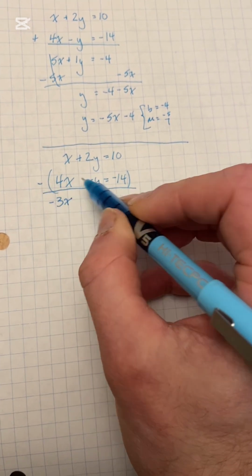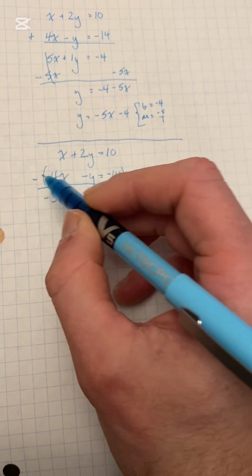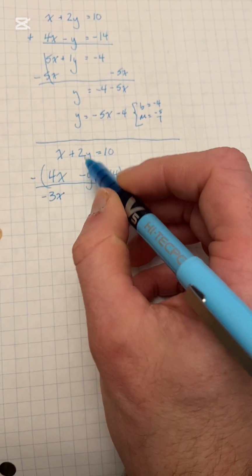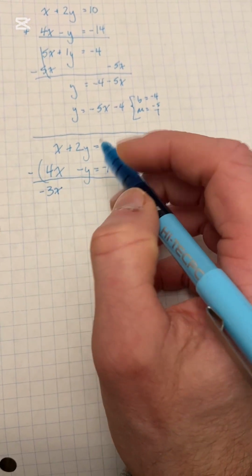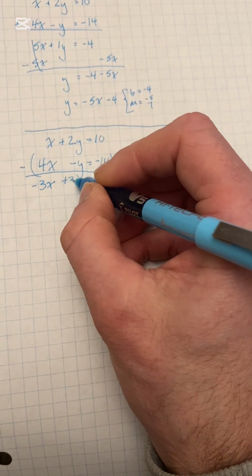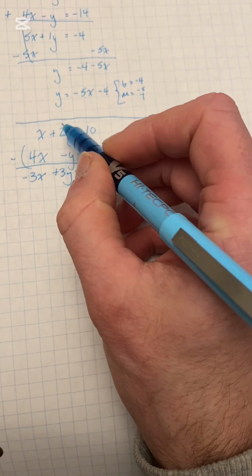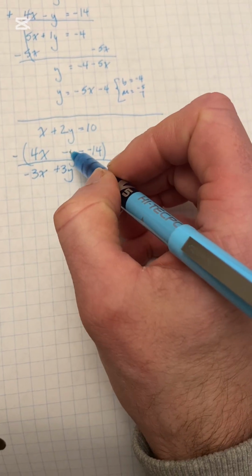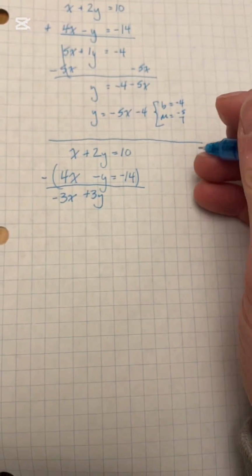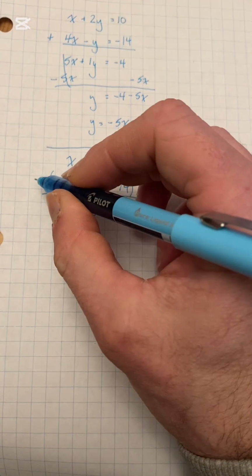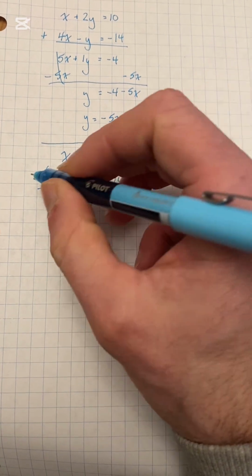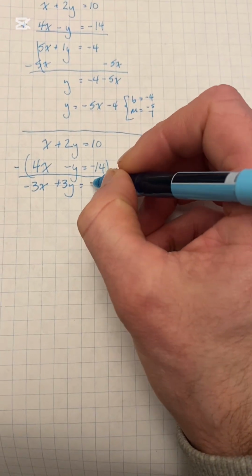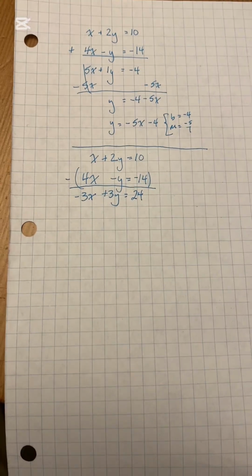2 minus negative y, when you take two negatives together, turns into a plus. So that's really 2 plus 1, which will be plus 3y. Don't believe me, take your calculator, go 2 minus negative 1, and it gets you to 3y. And finally, 10 minus negative 14, or 10 plus 14, gets me to 24.